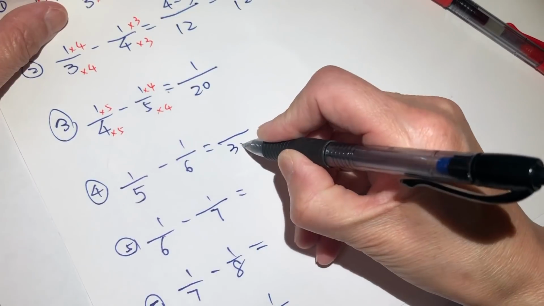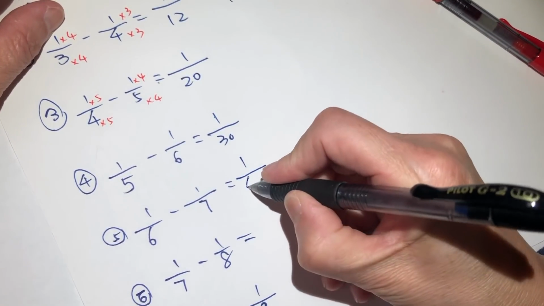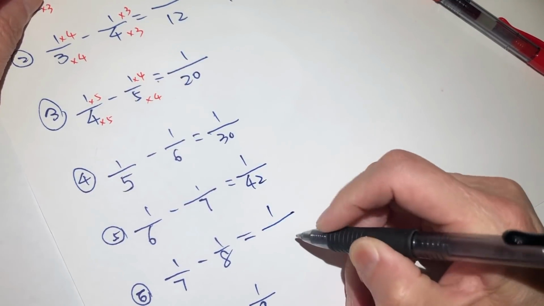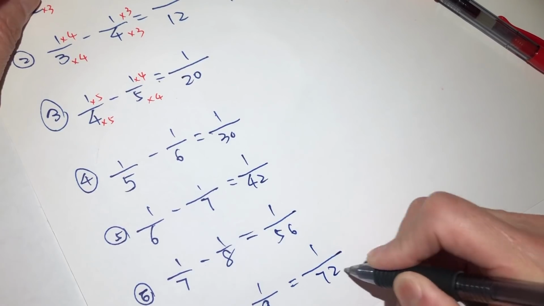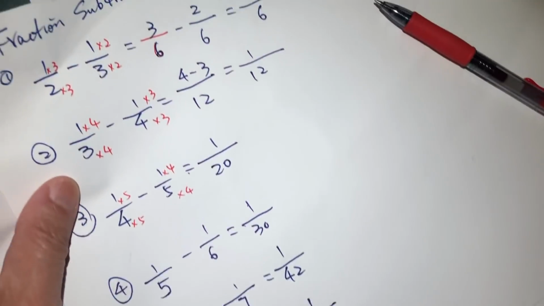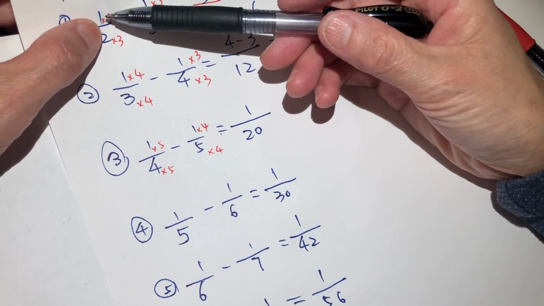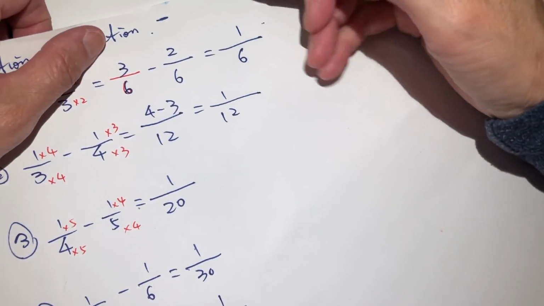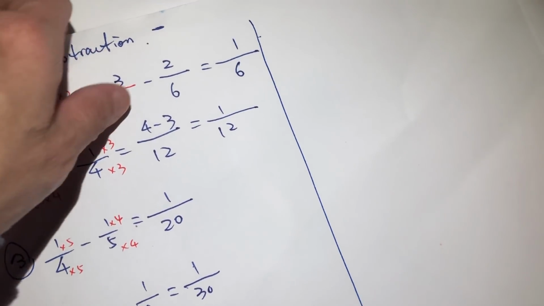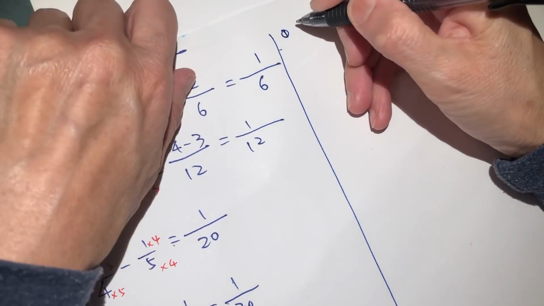So 30, 1/30, 1/42, 1/56, 1/72. Okay, so that is easy because the numerator is 1. And now we change to some numbers a little bit different. Okay, we do it again.